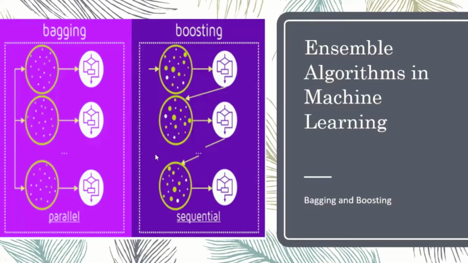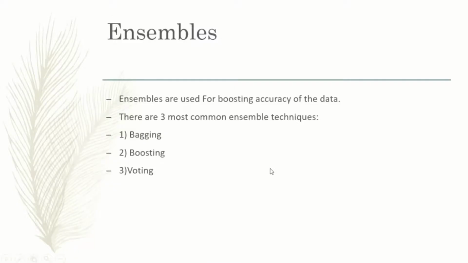Hello everybody, today's video is on ensemble algorithms in machine learning, and we'll deal with the bagging, boosting and voting techniques in ensemble. So what are ensembles? Ensembles are used for improving the accuracy of the model. Or I can say that I want to improve my accuracy for better predictions so that my model is able to predict on unknown data with good accuracy.